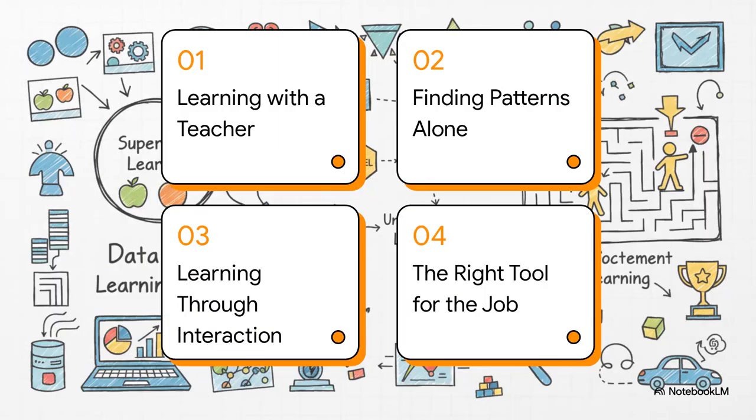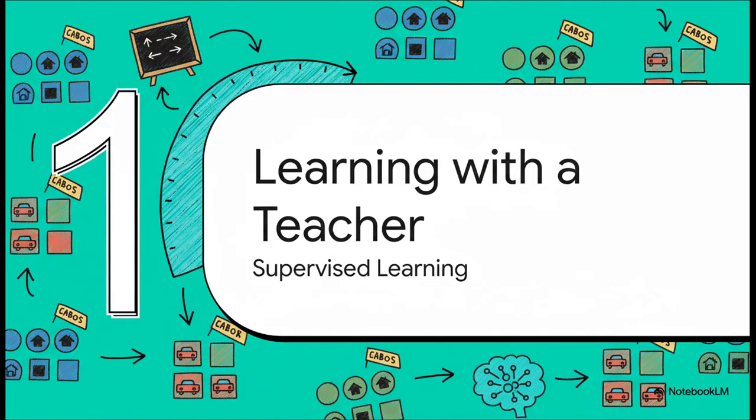Okay, so here's the game plan. We're going to look at learning with a teacher, then what happens when machines have to figure things out alone, and finally how they learn through interaction. And we'll wrap up by talking about picking the right tool for the job. Let's dive in. All right, first up, learning with a teacher, or what we call supervised learning.